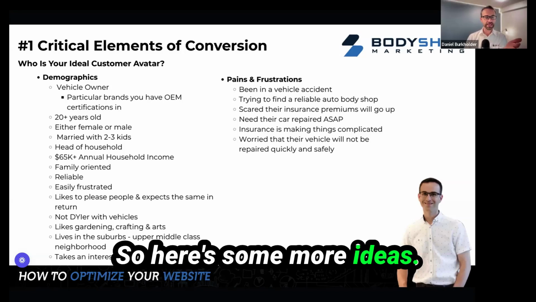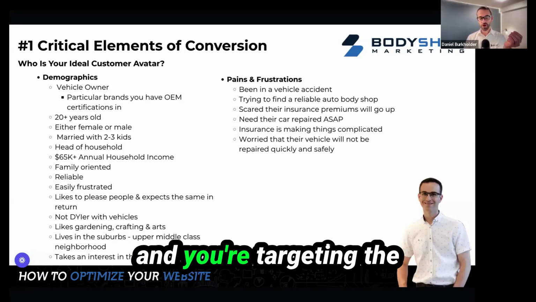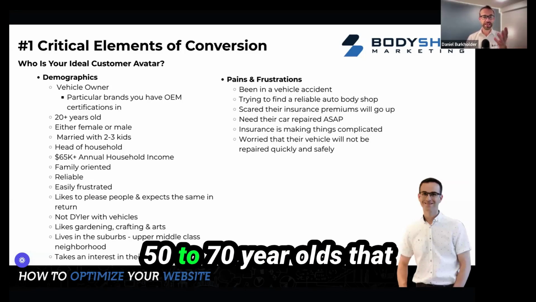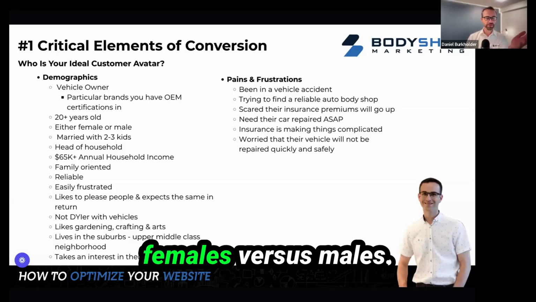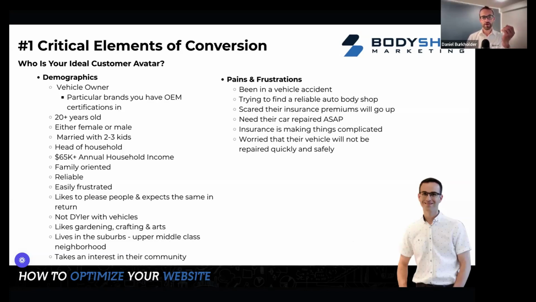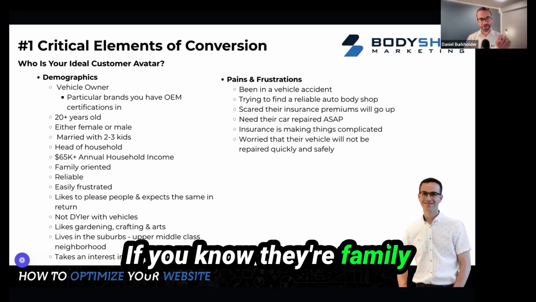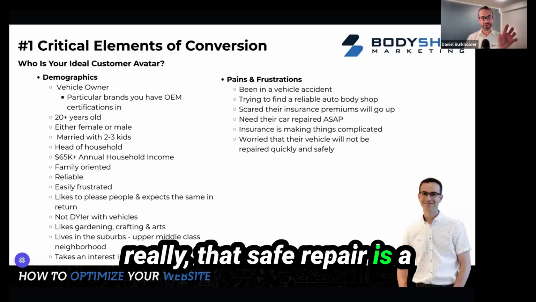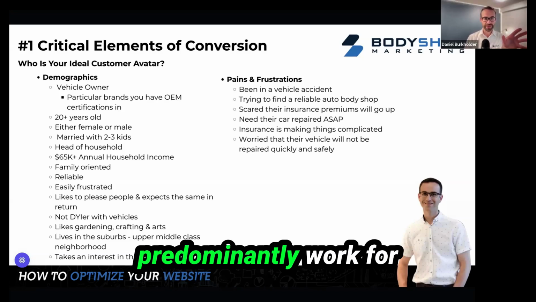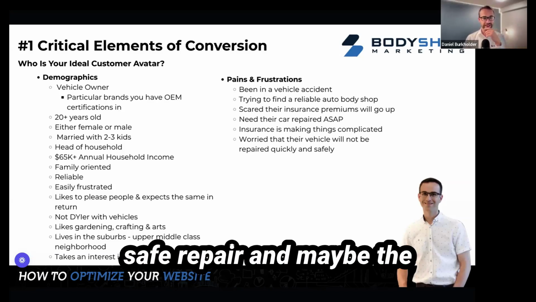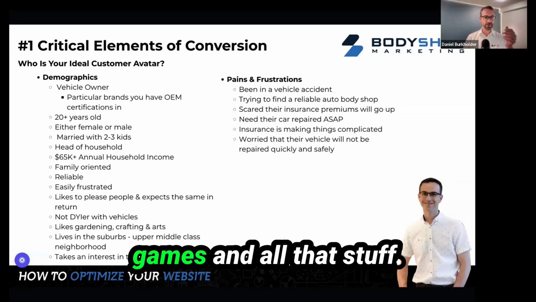So here's some more ideas. Maybe there's a certain age bracket that you're focusing on. Maybe you're in Los Angeles and you're targeting the 50 to 70-year-olds that are driving Mercedes and BMWs and Teslas. Maybe you're targeting females versus males. I don't know. Maybe they're married. What's their income? Are they family oriented? Here's a good one. If you know they're family oriented, probably that safe repair is a good line to use with them. If you know you predominantly work for families, I would definitely lean into the safe repair and maybe the convenience of getting them into a rental so they can keep going to the soccer games and all that stuff.